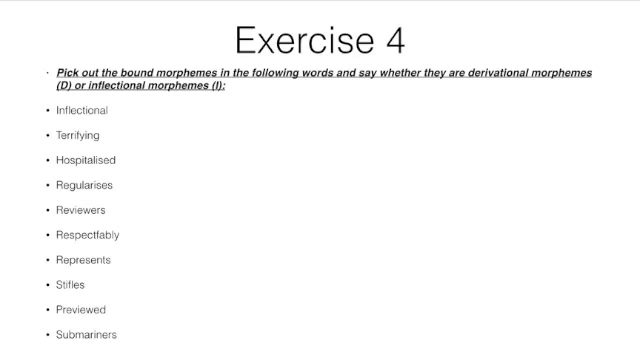Sometimes you can have more than one bound morpheme, maybe two bound morphemes in one word, right? So examples there for you are: terrifying, hospitalized, regularize, reviewers. For example, here you have more than one, okay? Reviewers, more than one. Respectably, represents, stifles, previewed, submariners, okay?